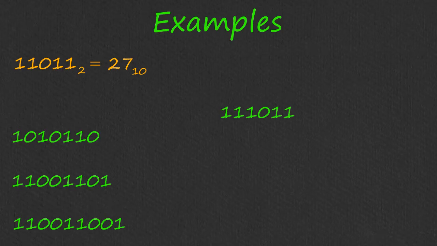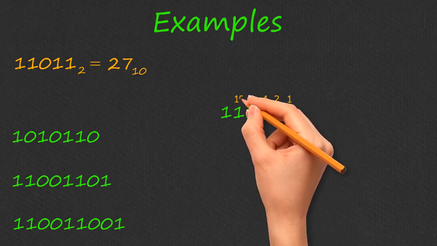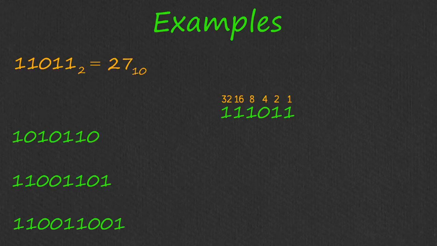111011. Again, we will start with writing the place values on top of our number, starting with the rightmost digit and placing a 1 there. After this, we will move to the left one by one and place double of the previous place value on top of the next digit, such as 2, 4, 8, 16, and finally 32.